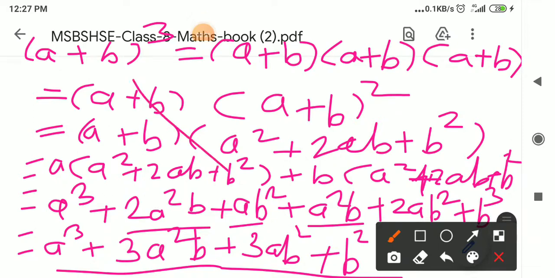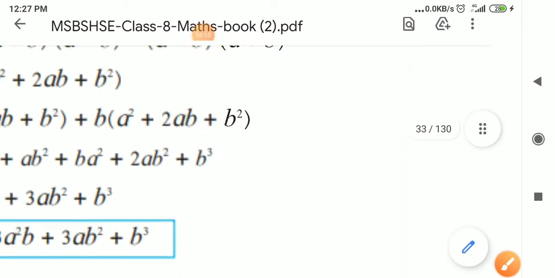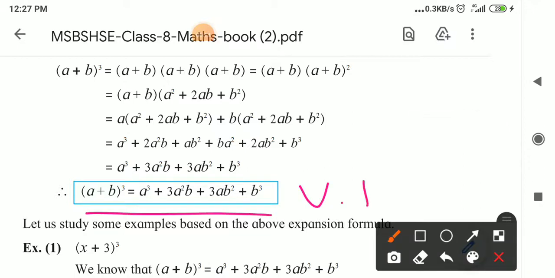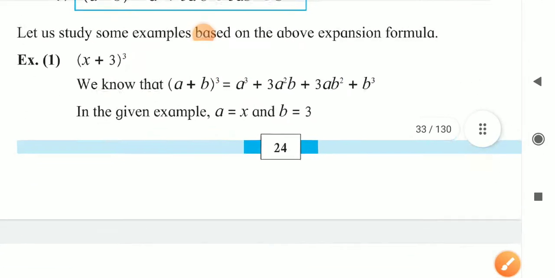This is not important for the exam. What is important is the expansion, so you have to keep this formula in your mind. I told you it is very important. You have to learn this: (a + b) cube is equal to a cube plus 3a square b plus 3ab square plus b cube, and that is the factorization. Based on this we will solve the example.